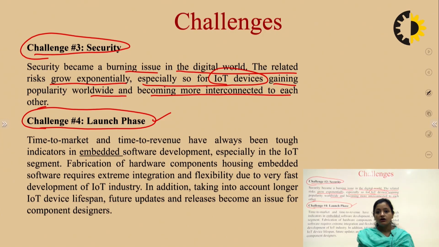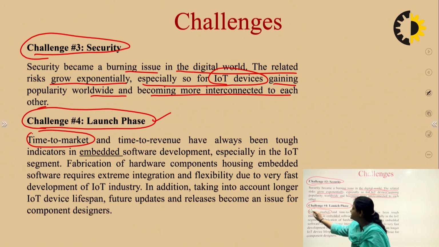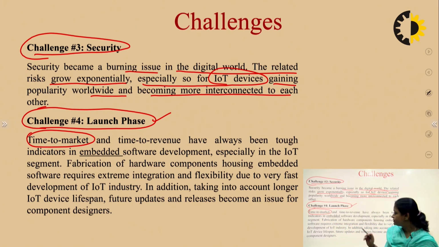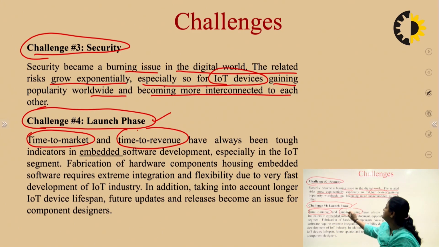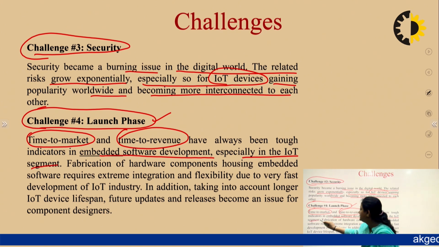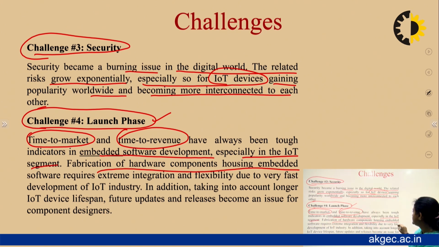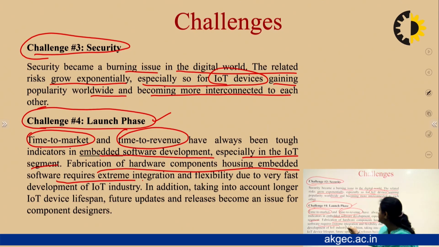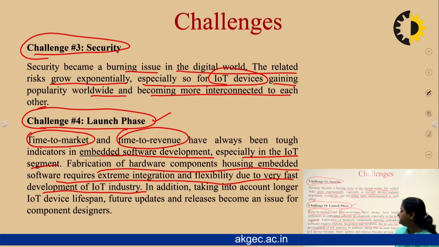वो क्या है? What are the indicators when you will launch your product in the market? Time to market, when you will launch your product in the market, and time to revenue, the time when your product will start generating the revenue. They have always been tough indicators in embedded software development, especially in the IoT segment. Fabrication of hardware components housing embedded software requires extreme integration and flexibility due to very fast development of the IoT industry.